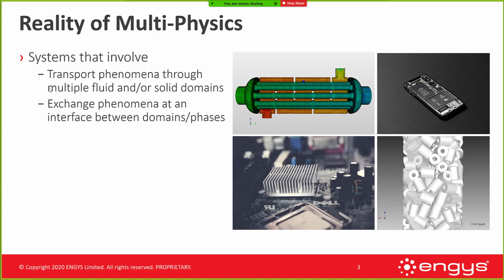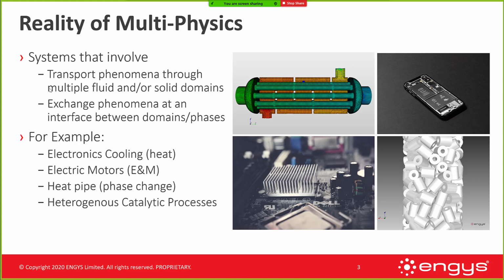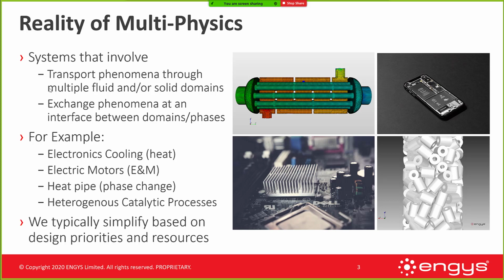And there are very familiar application areas: electronics cooling, electric motors, when we couple that with even more complicated equations, heat pipes, there's phase change, and then heterogeneous catalytic processes. Even though we want to model everything, we typically have to simplify based on design priorities and resources: computational resources, human resources, capability resources of our software, things like that.